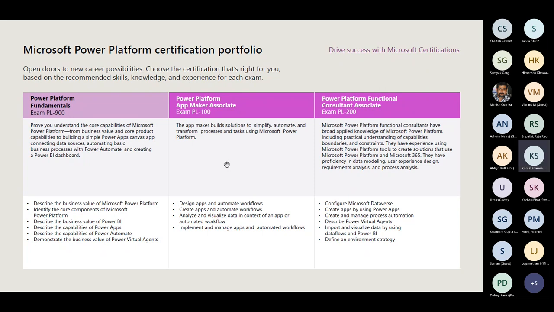And if you have more interest towards the functional capabilities of a consultant associate, then you can go for exam PL-200. So PL-200 is Microsoft Power Platform Functional Consultant. Here you will get to know how you can configure Microsoft Dataverse, how you can create apps by using Power Apps, how to create and manage process automation, describing what is Power Virtual Agents, how you can import and visualize data by using dataflows and Power BI, and defining the environmental strategies.